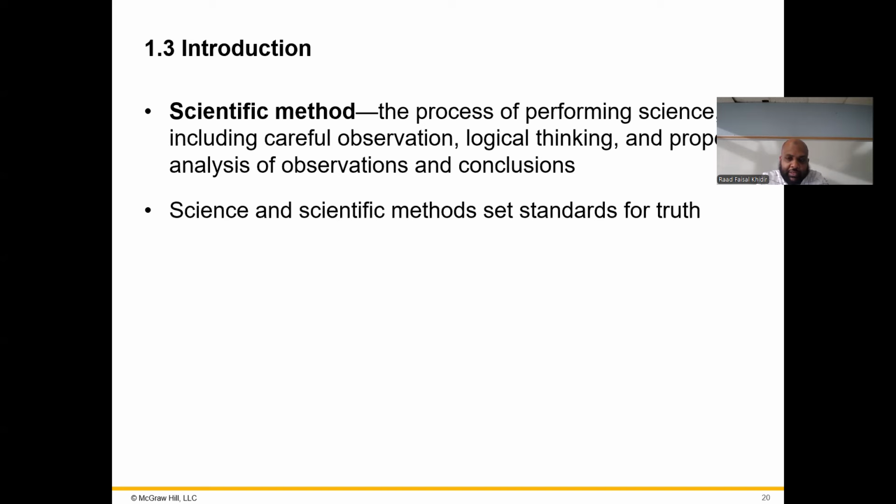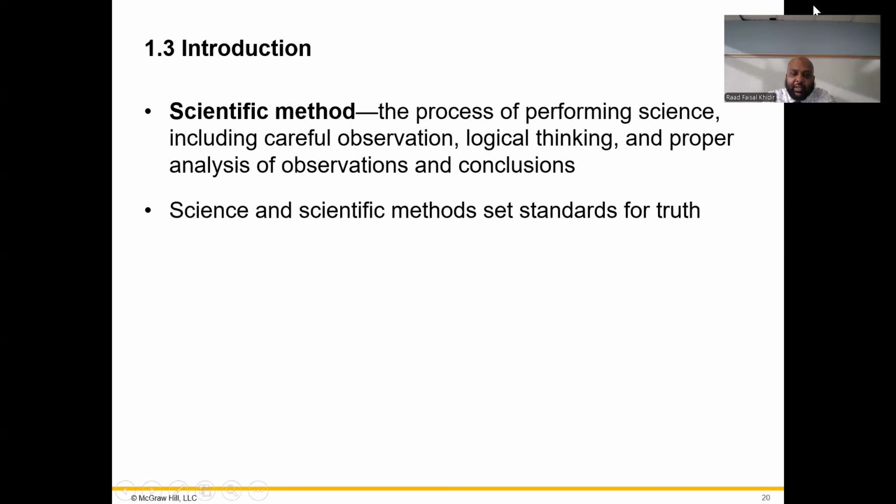Scientific method. The scientific method is the process of performing science, including careful observation, logical thinking, and proper analysis of observations and conclusions. There is science and scientific methods that set the standards for truth. So now we need to learn our hypothesis that we are about to test. If we need to make an experiment, we have to find out the independent variable and then the dependent variable, and both of them are testable.